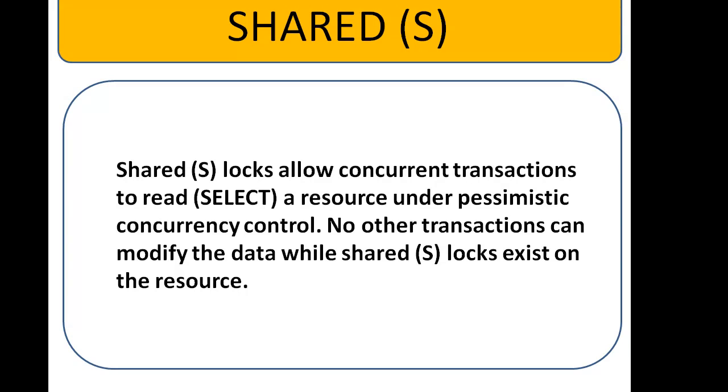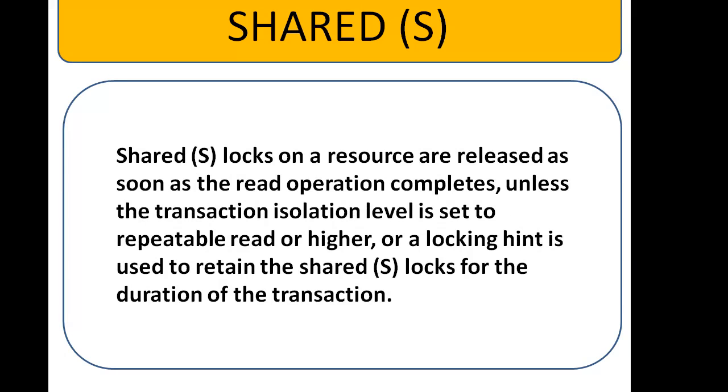Shared locks allow concurrent transactions to read a resource under pessimistic concurrency control. No other transactions can modify the data while shared locks exist on the resource. Shared locks on a resource are released as soon as the read operation completes, unless the transaction isolation level is set to repeatable read or higher, or a locking hint is used to retain the shared locks for the duration of the transaction. So these shared locks we can use only for select statements, and no other transactions can change the data while the shared locks exist.